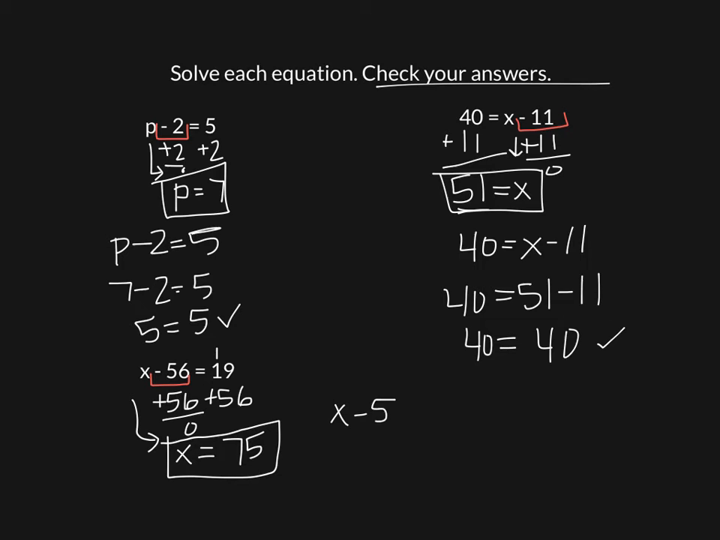Then I'll check my answer. X minus 56 equals 19. 75 minus 56 equals 19. I better show my work over here. Can't quite do that one in my head.